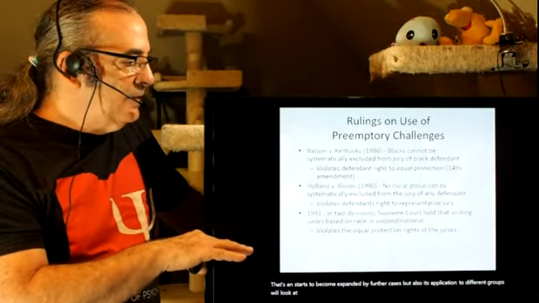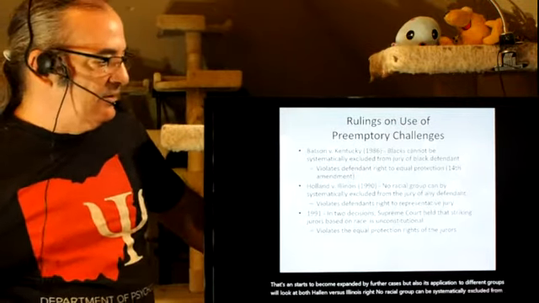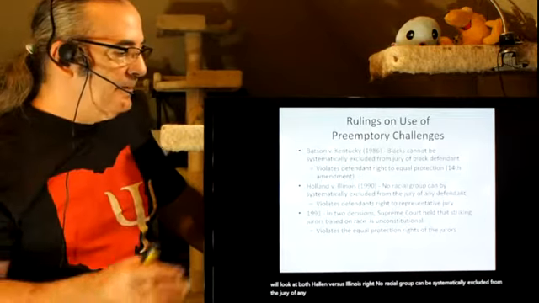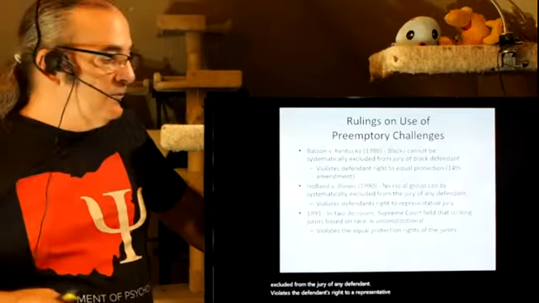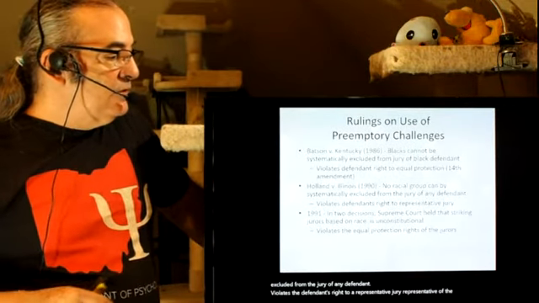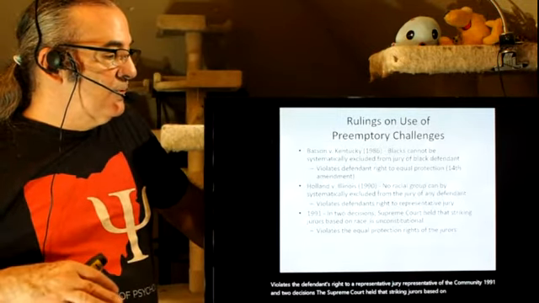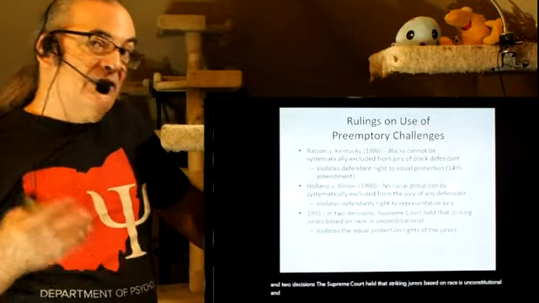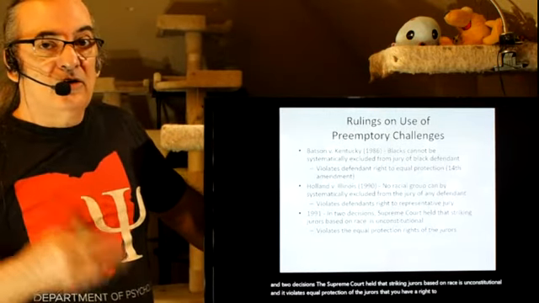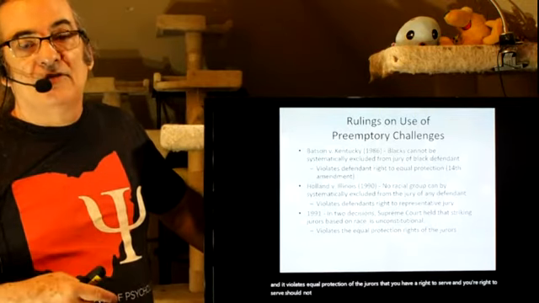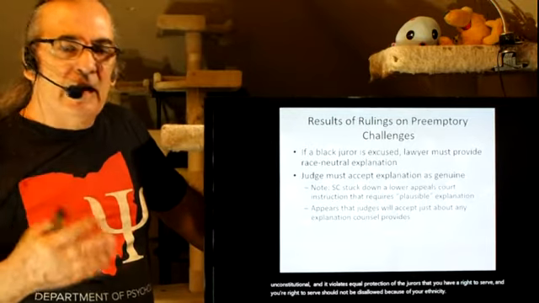Holland versus Illinois, right? No racial group can be systematically excluded from the jury of any defendant. Okay? Violates the defendant's right to a representative jury, representative of the community. Right? 1991, in two decisions, the Supreme Court held that striking jurors based on race is unconstitutional, and it violates equal protection of the jurors, that you have a right to serve, and your right to serve should not be disallowed because of your ethnicity. Right? So, how does this work out?